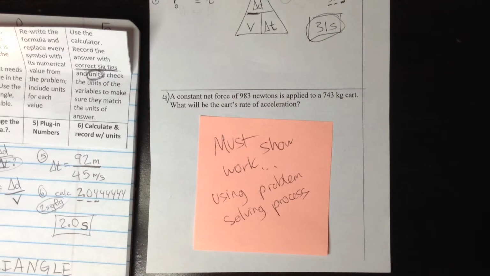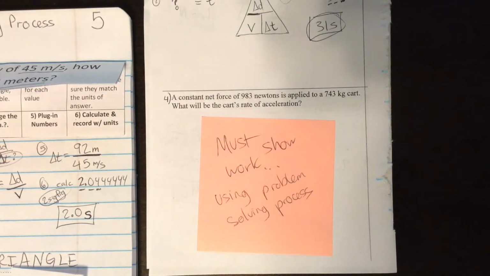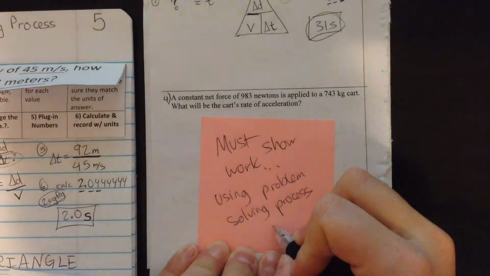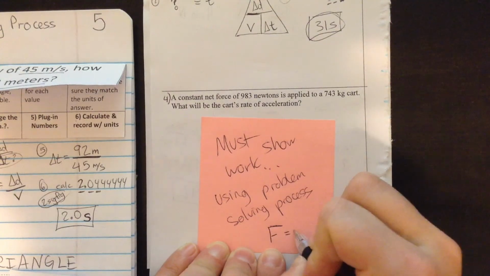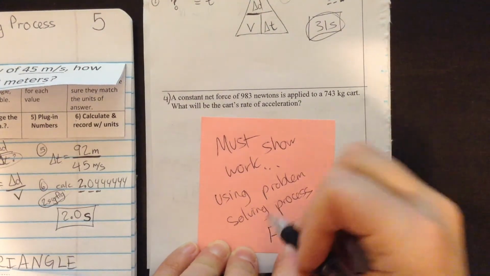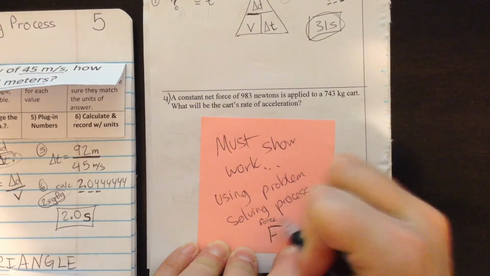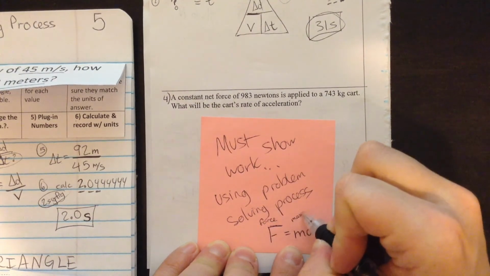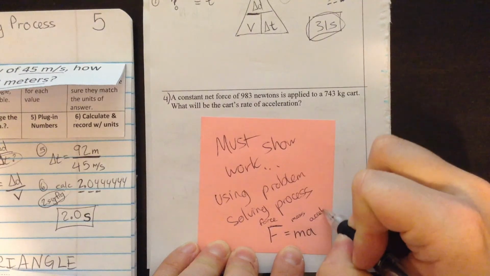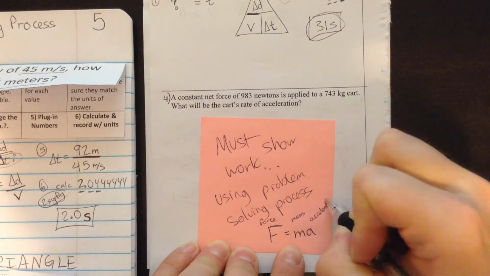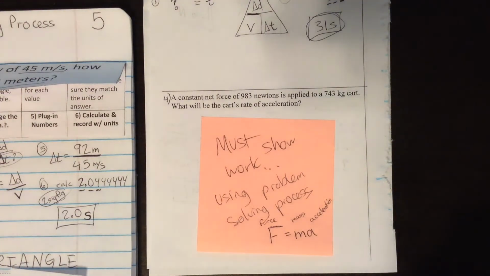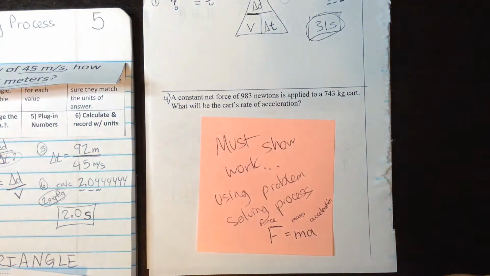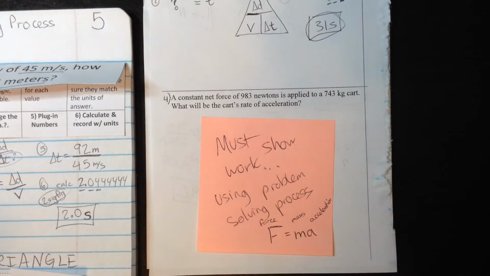Okay? The only thing you need to know for this problem, to be able to solve for it, is that the formula that you're going to be using is F equals ma. Alright? So this is force, this is mass, and this is acceleration. Okay, so that's the formula you're going to use. That's the one piece of information extra that you need to be able to do this problem.